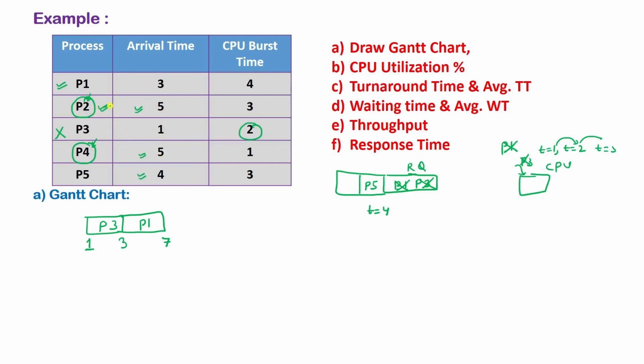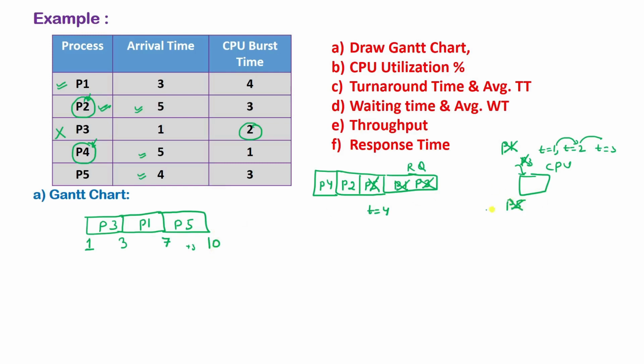So P2, this is the lower PID, it will be given the CPU first. So I can just place P2 here first, and then I can place P4. So first I will be giving the CPU to P5. So P5 will be running here, and P5 will run for 3 units. So 7 plus 3, 10.